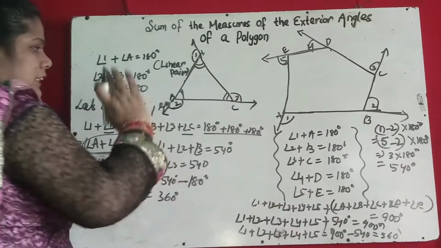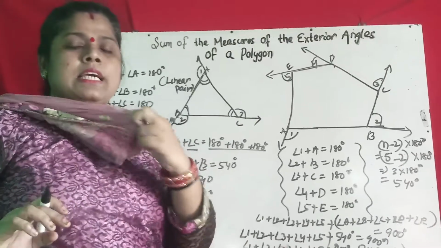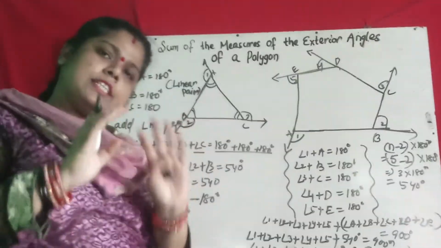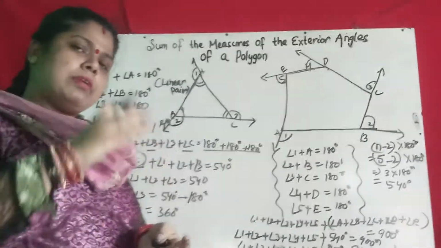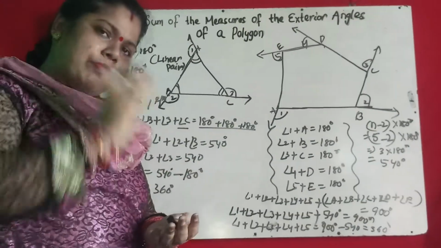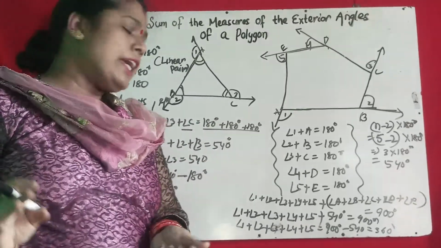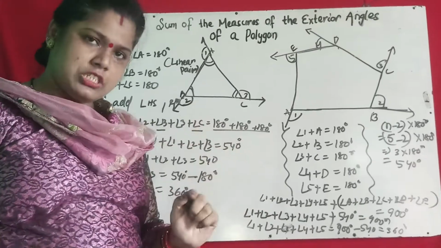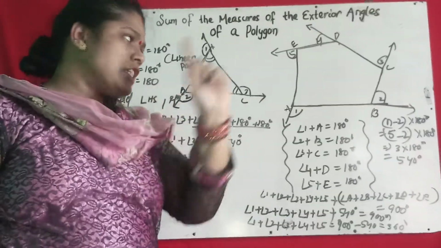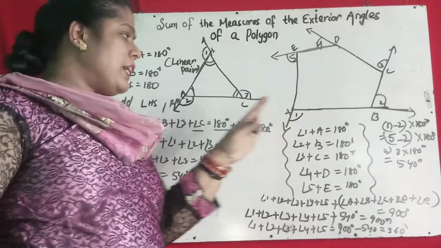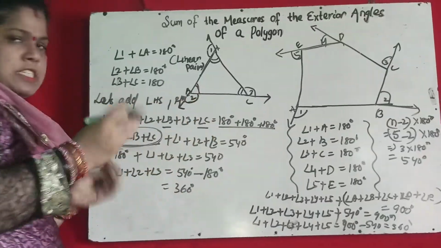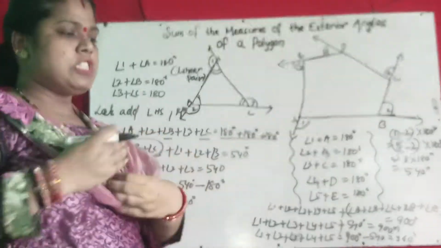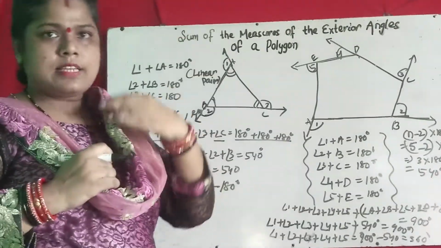So from these two examples, you just remember that the sum of exterior angles of any polygon is 360 degree. It may be a pentagon, a hexagon, a heptagon, or an n-gon. Okay, so the sum of exterior angles is always 360, but interior angles change according to the number of sides. So by using these two concepts, the sum of measures of exterior angles, we will solve all the problems of this exercise.